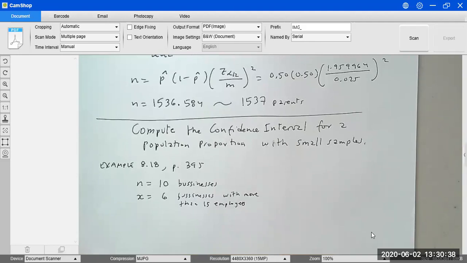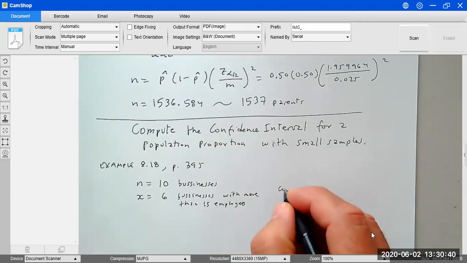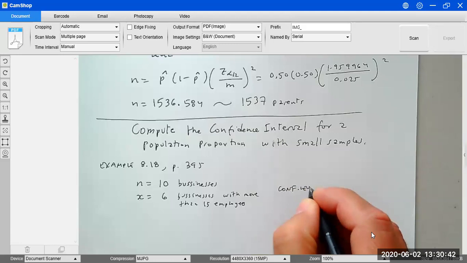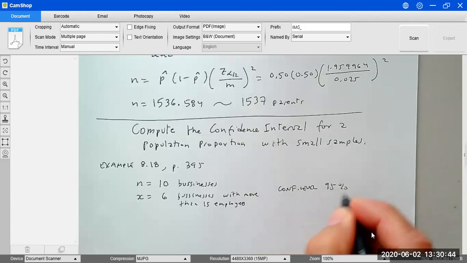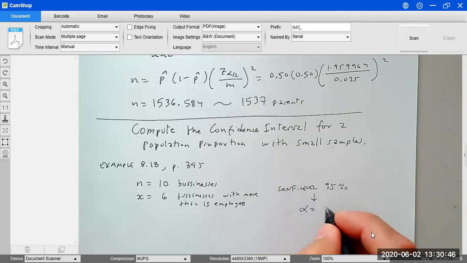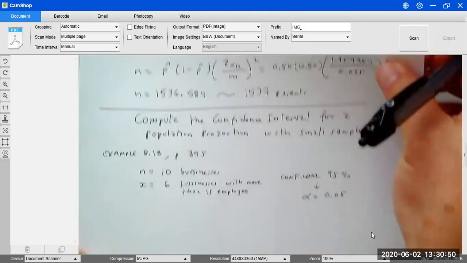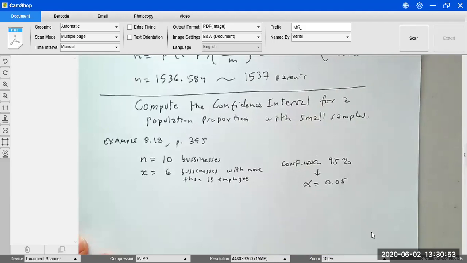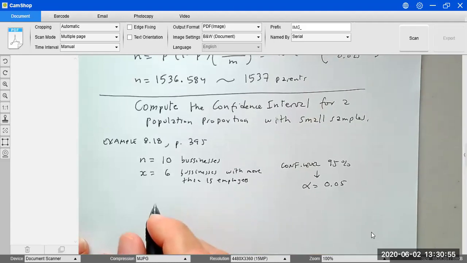So again, we want a confidence level of 95%. So this is going to give us an alpha value of 0.05. So let's use this information.